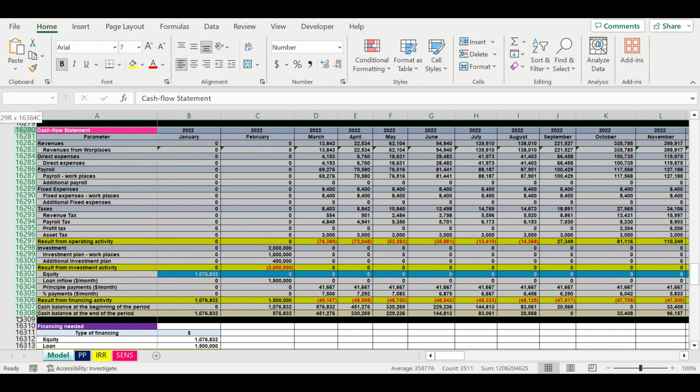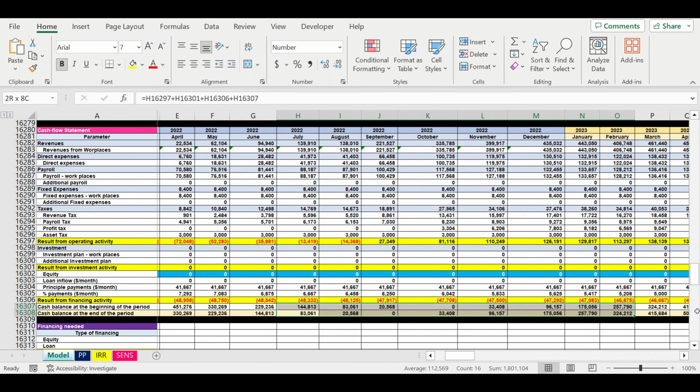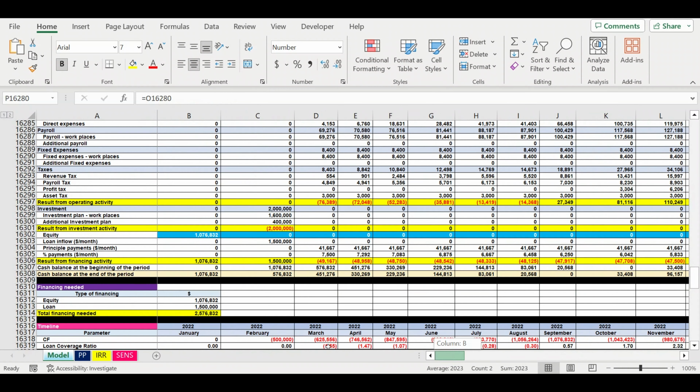Cash flow is one of the most important tables of your business plan. Here we can see the structure of revenues, direct costs, payroll, fixed costs, taxes, investment plan, loan, and equity and debt payments, and so on. The result from operating activity shows us the performance of our business idea without external loan burden. Cash balance at the end of the period shows us the cash generated by our project at any given moment inside the timeline. Then we calculate the amount of different types of financing needed for our business idea.